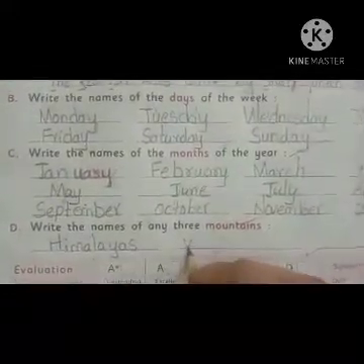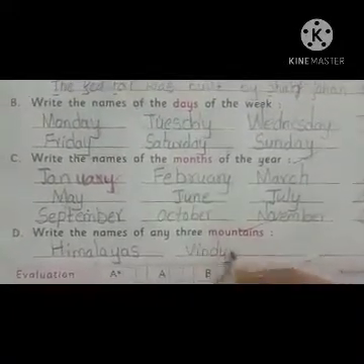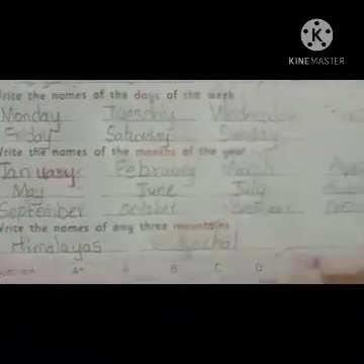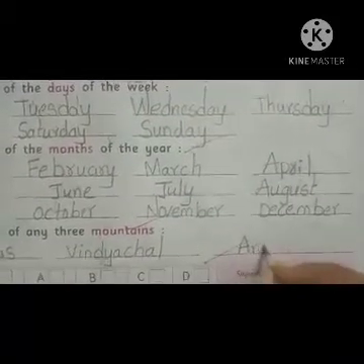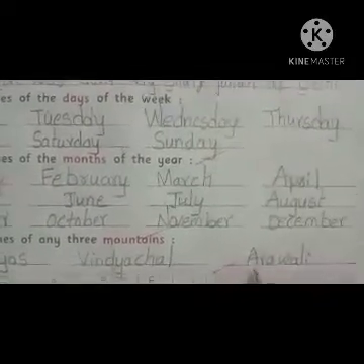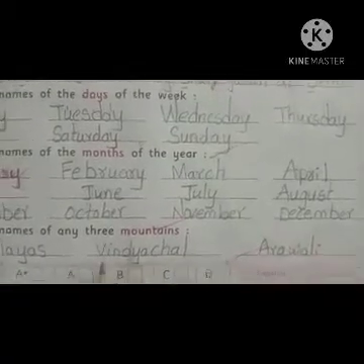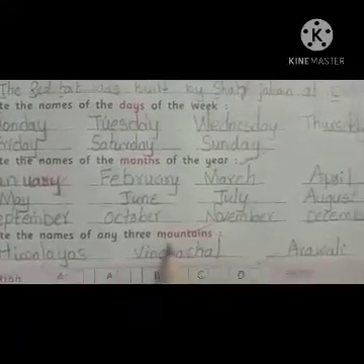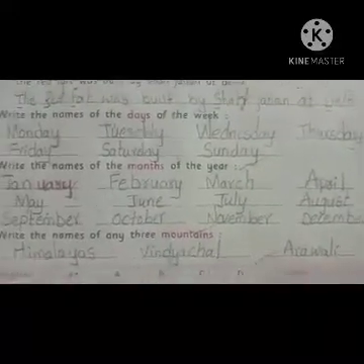Vindhyachal. V is a capital letter. V-I-N-D-H-Y-A-C-H-A-L. Here V is a capital letter. And next, Aravali. A is a capital letter. A-R-A-V-A-L-I. Aravali. Here A and here V, here H. These three letters are capital letters. For some places we have to write the capital letters, as H, V and A are the capital letters.